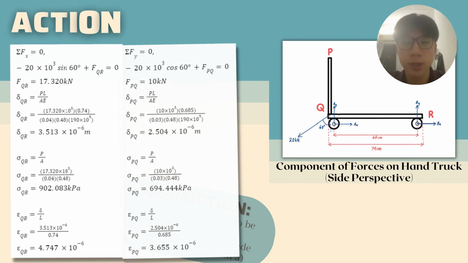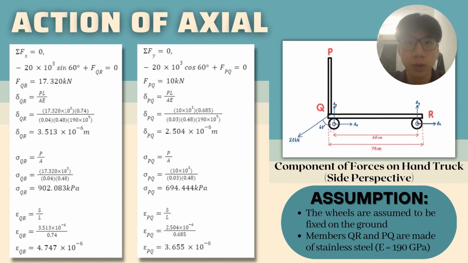Now, I will be presenting the actions of axial problem. From the diagram of the hand truck, we can see a force of 60 kN is applied. The assumptions that we made are that the wheels are fixed on the ground and members QR and PQ are made of standard steel. We can determine the force experienced by members QR and PQ by applying the summations of Fx and Fy equal to 0. We will get FQR equal to 17.32 kN and FPQ equal to 10 kN.